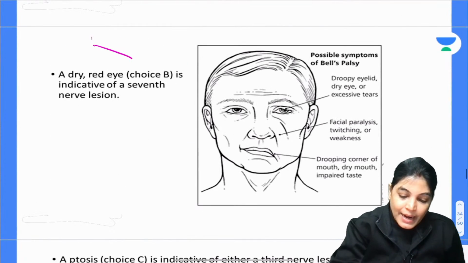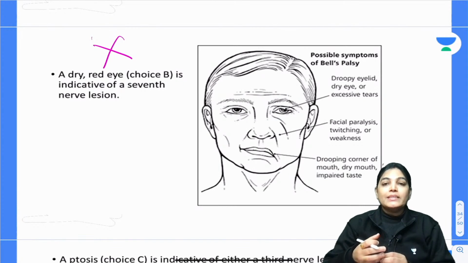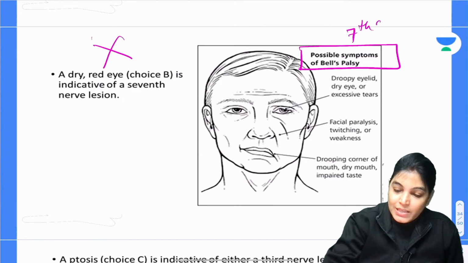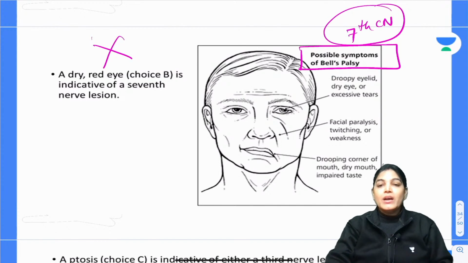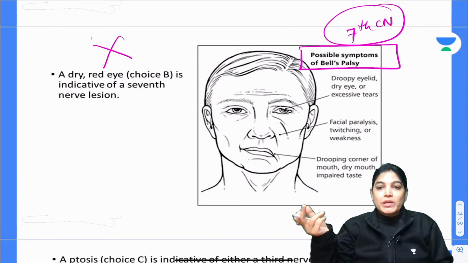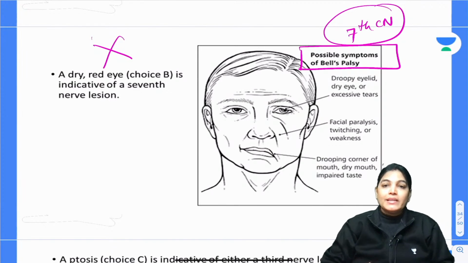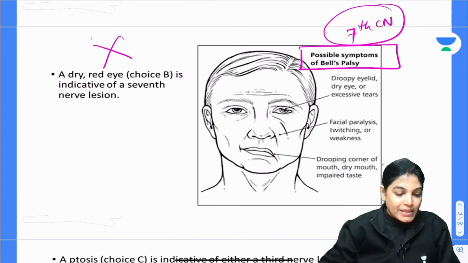Now, dry red eye is also not a case. Dryness of the eye and redness are seen in cases of Bell's palsy, that is the 7th cranial nerve. These are features of 7th cranial nerve involvement, so this will not be the correct answer. Next, drooping of eyelid or excessive tears. The LPS, levator palpebrae superioris, is the muscle supplied by the third cranial nerve, but here the forehead muscles and all are supplied by the seventh cranial nerve, and you can also see drooping of the corners of the eye. These are the features of Bell's palsy.